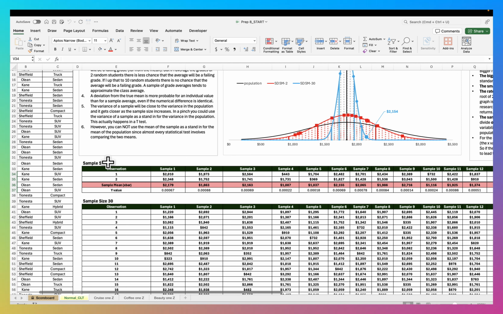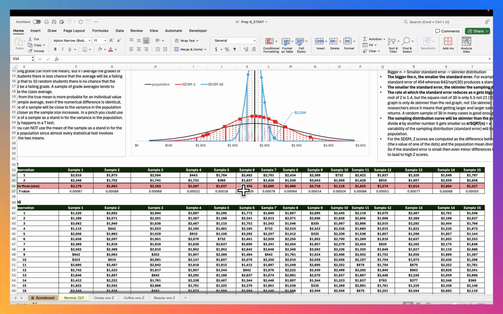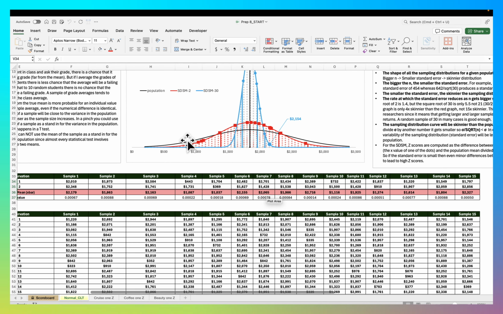So first we'll take small samples, sample size of 2. So these are random samples pulled from this numeric data over here. And you can see each sample has 2 records, and then we take the mean of those 2 records here. All right, now let's go to the graph so you can see what's going on.